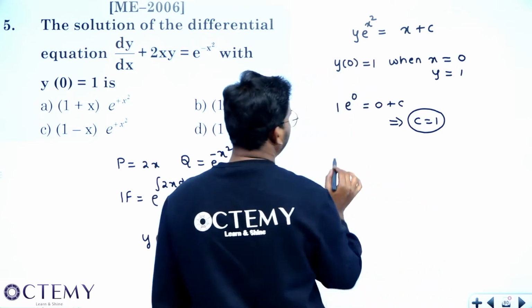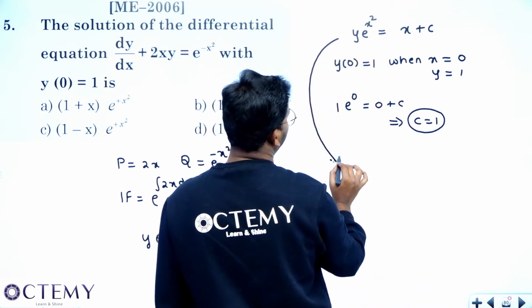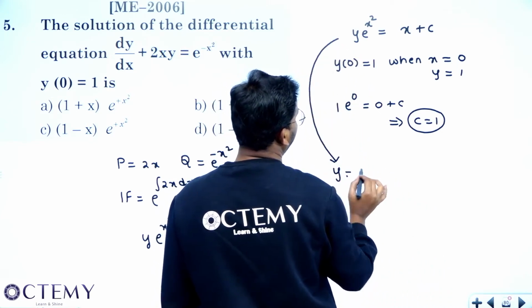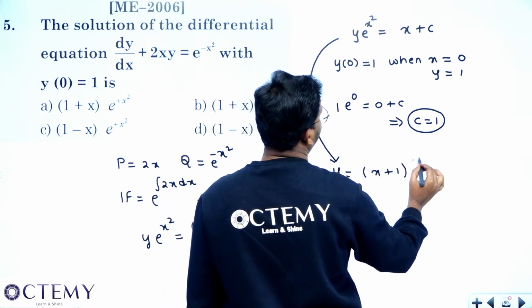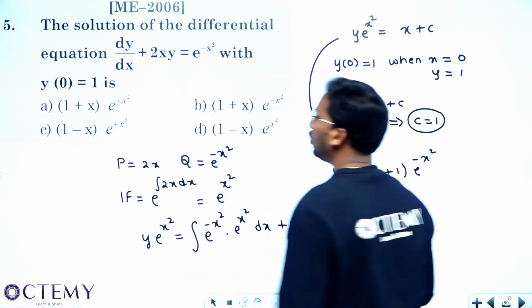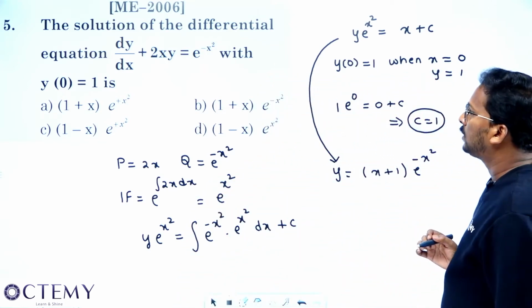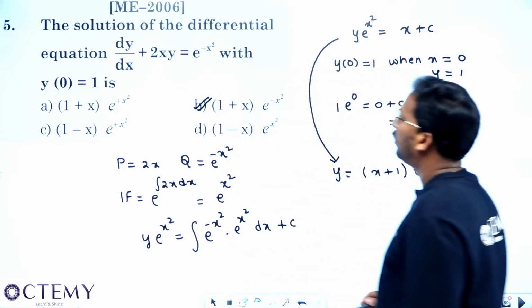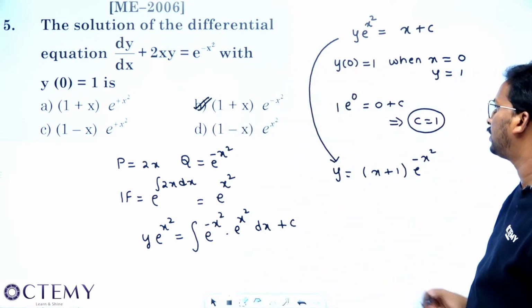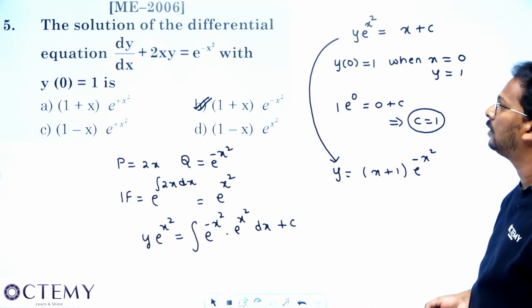Now let us write the solution from here. The solution will be y equal to x plus 1 into e power minus x square, right? Check the options. X plus 1 into e power minus x square, option B should be the right option. Very good. Let me go to the next question. This was a very simple question, straightforward.